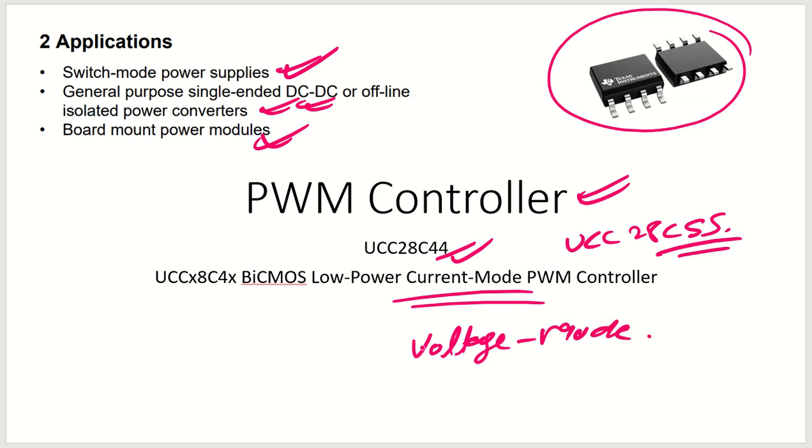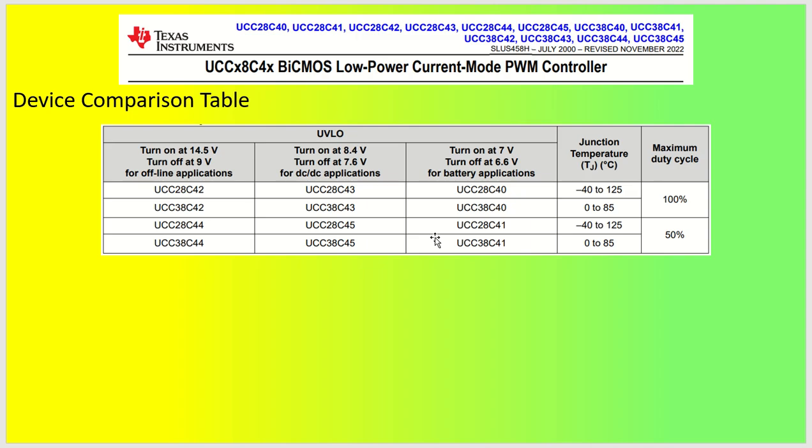So let's get into a little bit of understanding of the different devices available with this particular series. As you can see, we have UCCx8C4x. It means we have UCC28C40, then 41, 42, 43, 44, then 45, and then it comes up 38. So 38, 40, 41, 42, 43, 44, 45. Basically it starts from 40 onwards up to 45, and the 28 series also has 42, 44, 45.